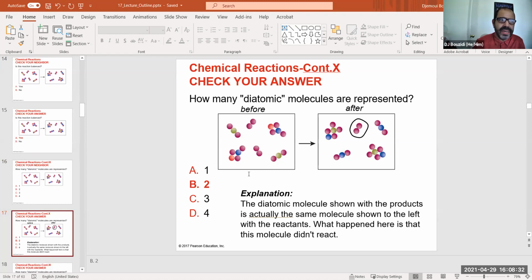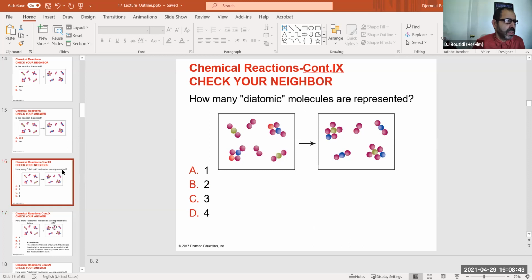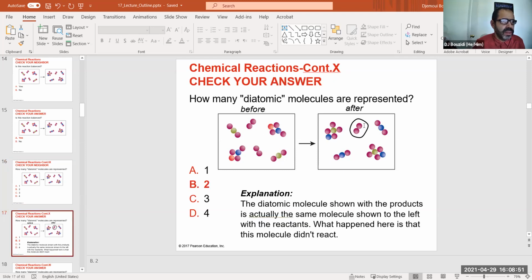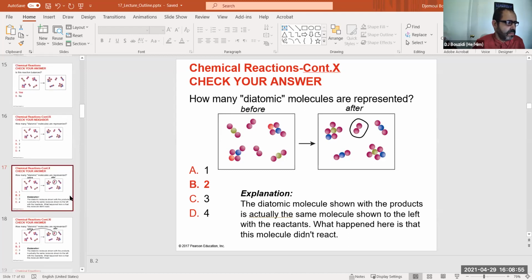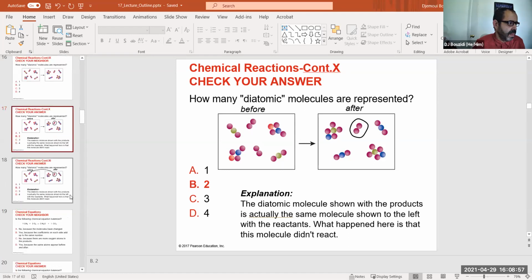In other words, the bottom line is, whatever you start with, oh, the question was how many diatomic molecules are present. Okay, there are 2 of them in here, and in here you have 1 of them. So in the reactants, there are 2 of them, and in the products, there is only 1 of them.